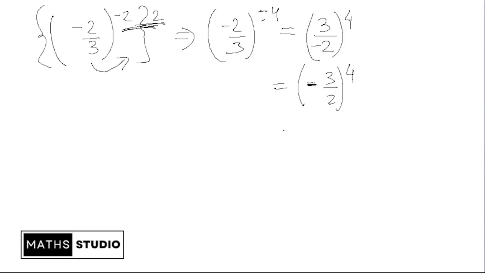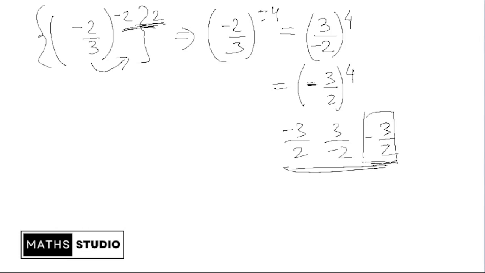So whether I write minus 3 by 2, or I write 3 by minus 2, or I write minus 3 by 2, they all are the same thing. But this is the actual correct notation of writing this kind of question. Okay, now let us try one more question.